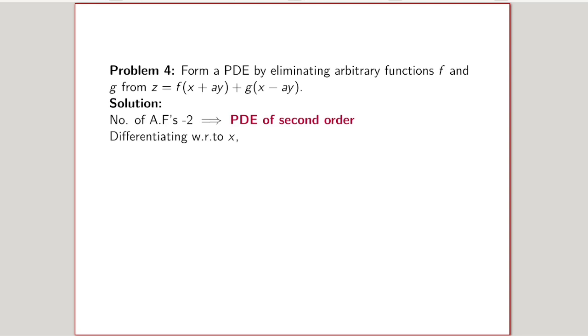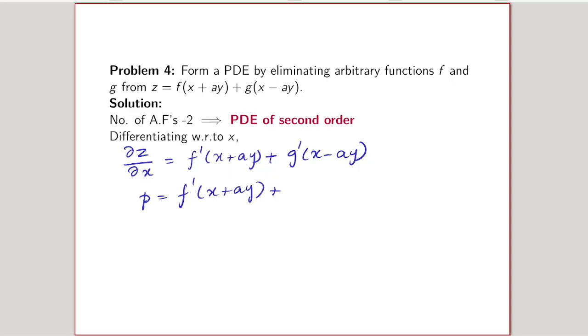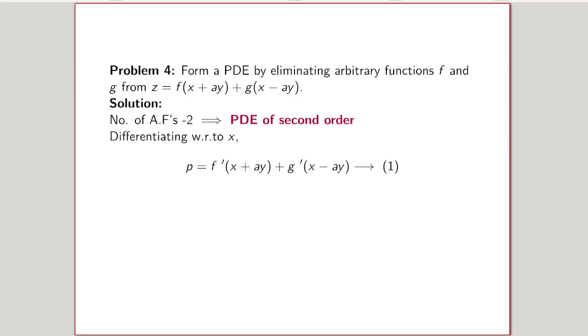So now we are differentiating the given relation with respect to x. So I will be getting dou z by dou x is equal to f dash of x plus ay. And note that if we differentiate this x plus ay with respect to x, it will be 1 plus 0. So multiplying this term with 1, again we'll get this term only, plus g dash of x minus ay. So this can be written as p is equal to f dash of x plus ay plus g dash of x minus ay. So this will be our first equation.